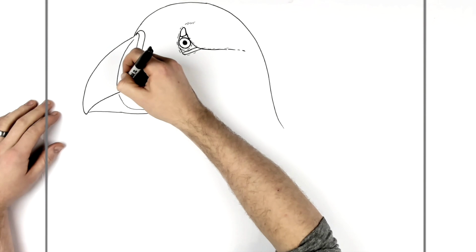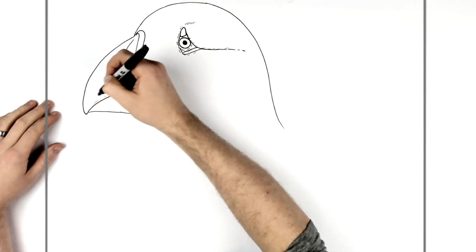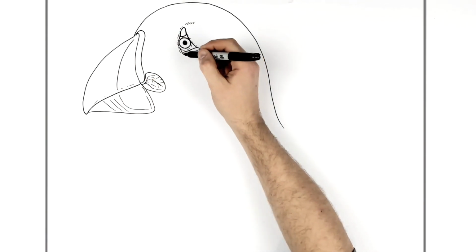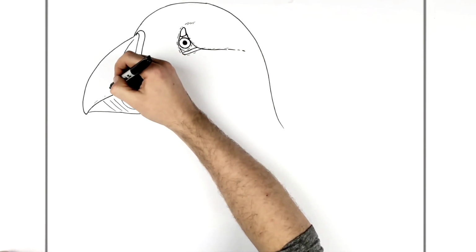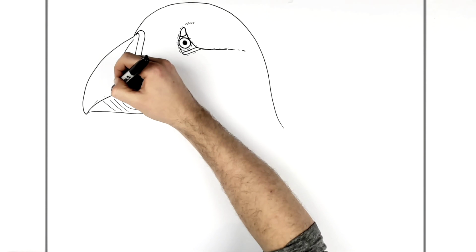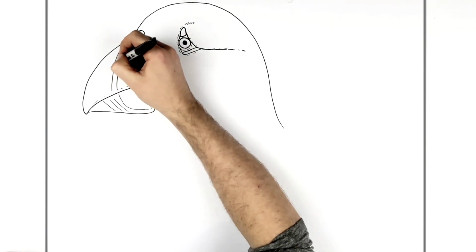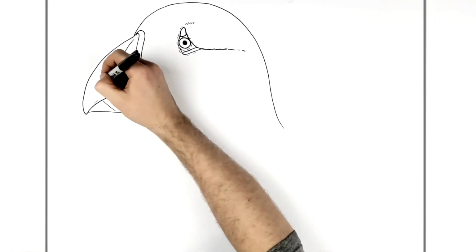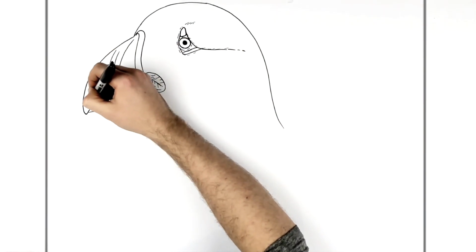Inside there, maybe the edge of his beak could come across, and then some more single lines going this way. Some of them darker than others. It gets smaller as we go up to the front.